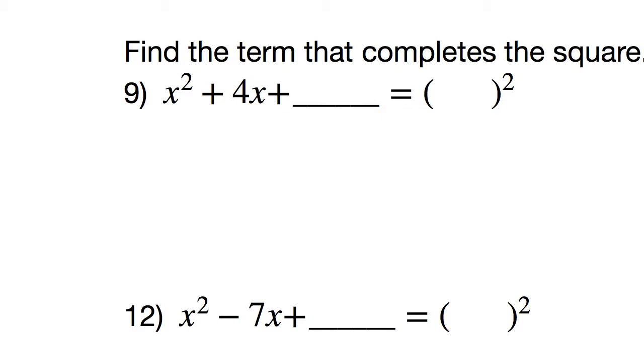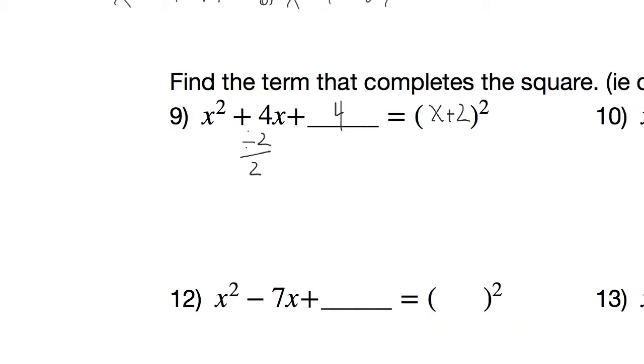4 divided by 2 is 2, and then so this is going to be x plus 2, and when you square 2 you get 4. X squared plus 4x plus 4 is something you could factor into x plus 2 squared.